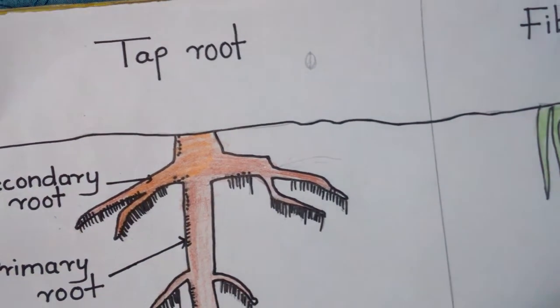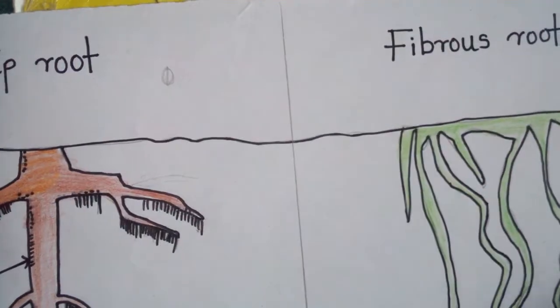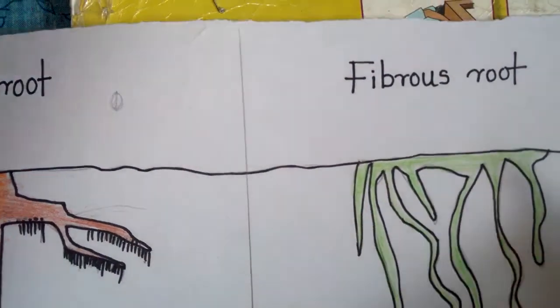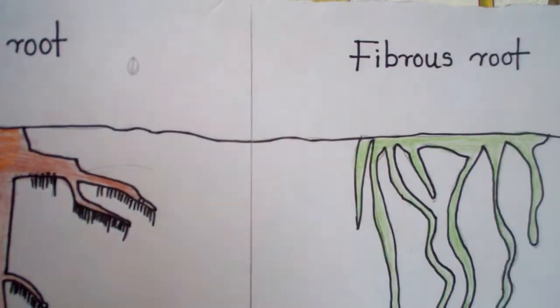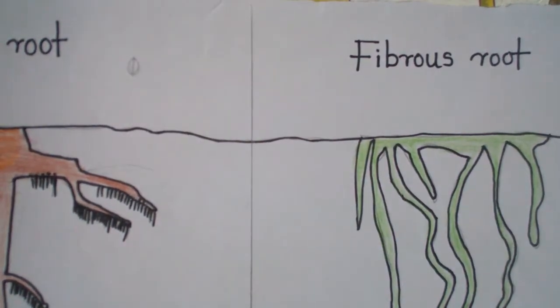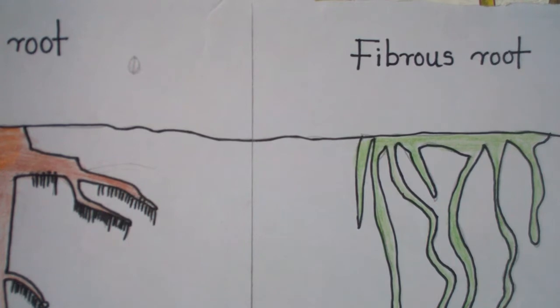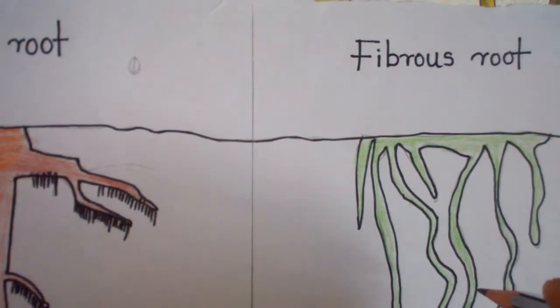Now see, the next one is the fibrous root. See here, these are fibrous roots. These are thread-like or fiber-like roots arising from the stem. Thread-like or fiber-like roots arising from the stem are said to be fibrous roots, and such a type of root we can see in a monocotyledon plant.